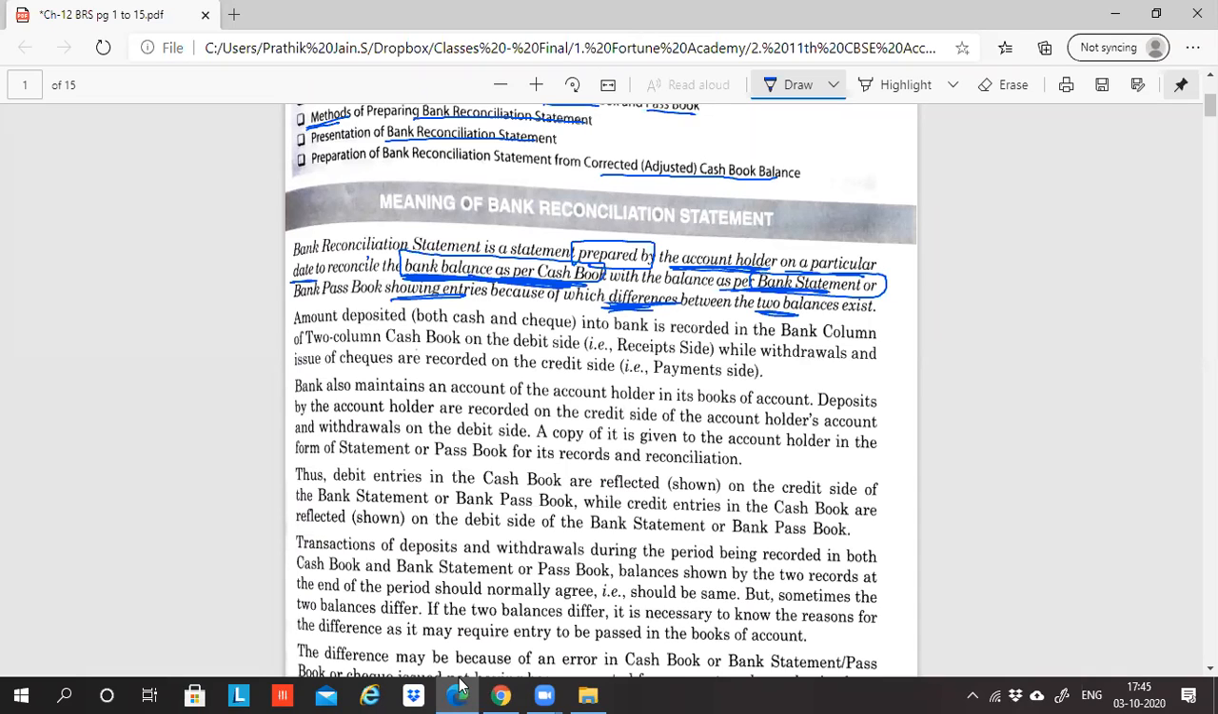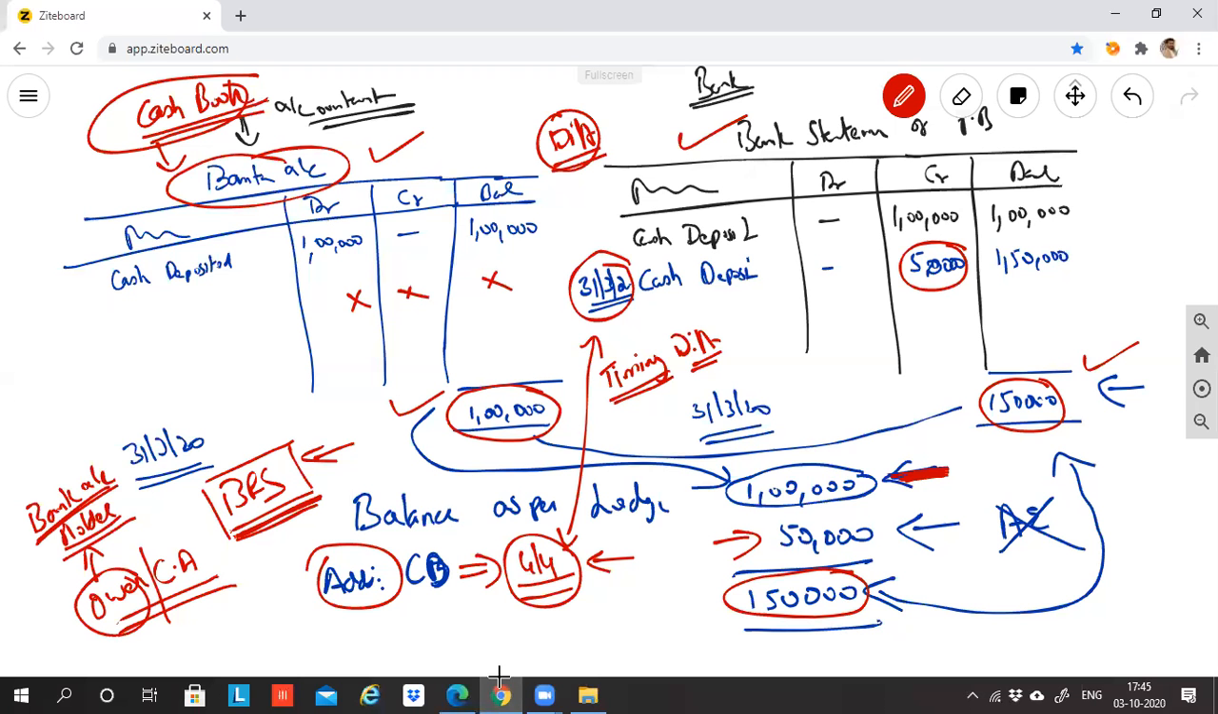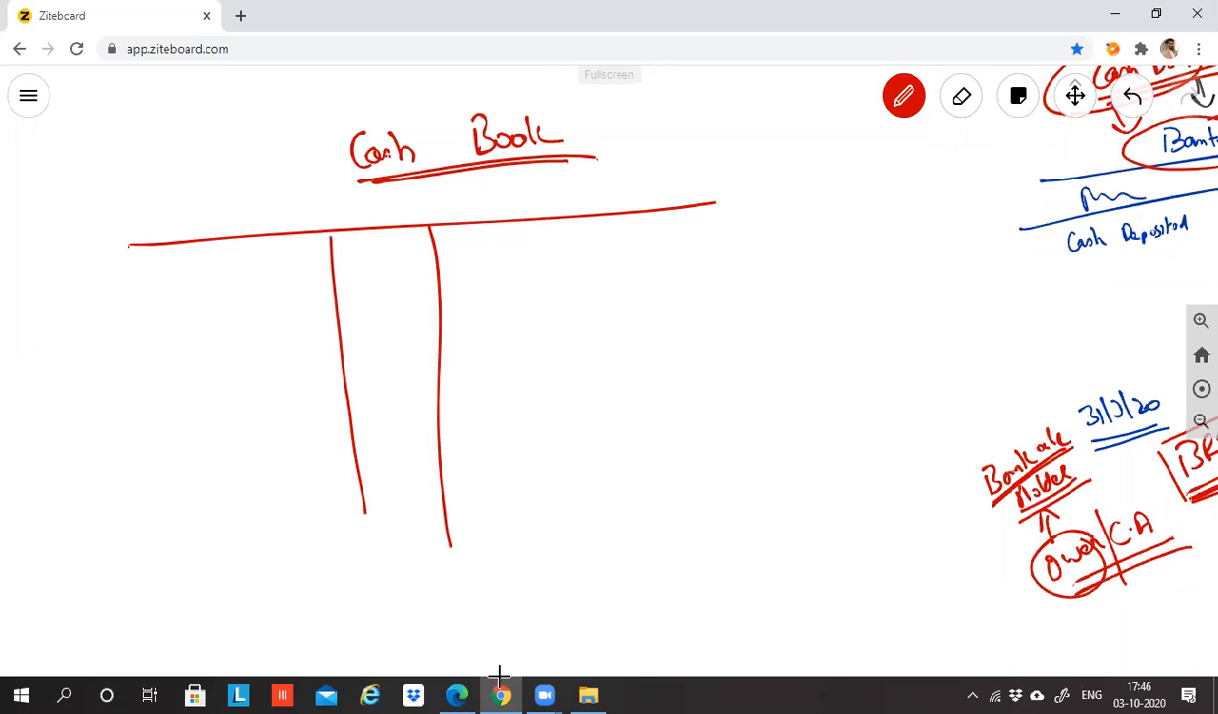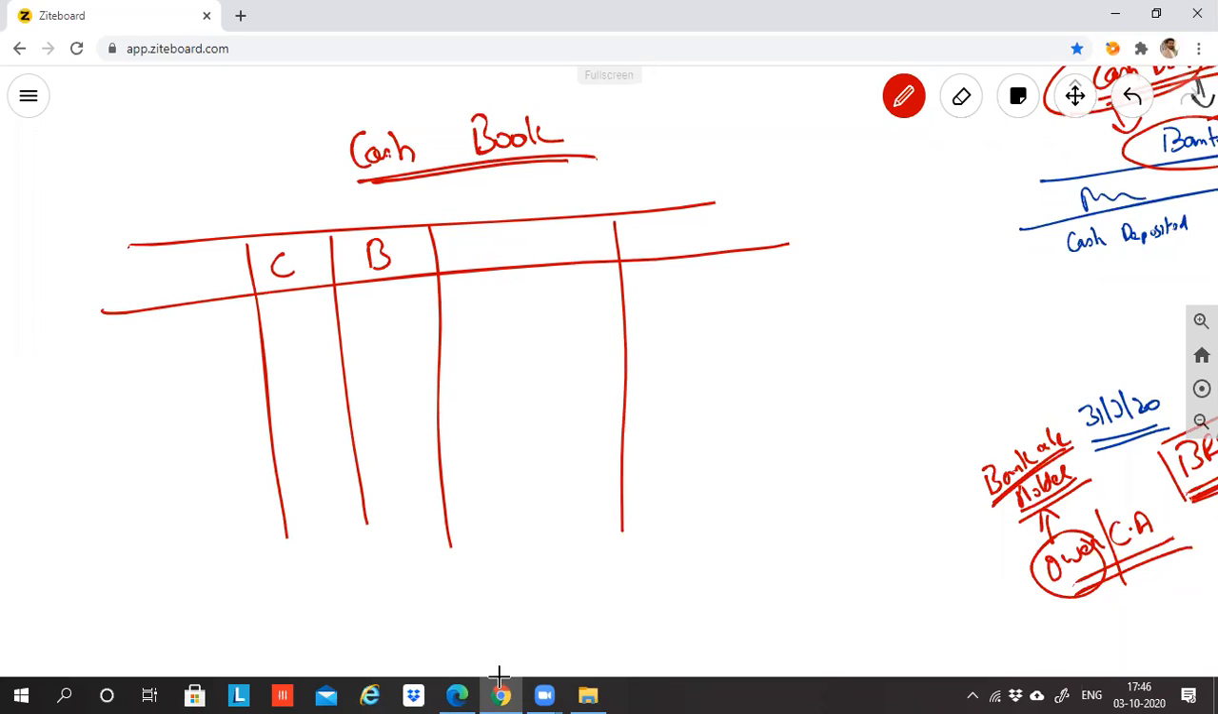Now, amount deposited into the bank is recorded in the bank column of cash book on the debit side. If I deposit money, the transaction is recorded on the debit side. So basically, what are they trying to tell you guys? In business, we have something called cash book. If you have read the subsidiary books properly, we have cash book. In cash book we have two columns. One is cash column, other is bank column. Guys, yes or no? We have cash column and we have bank column. This side is called debit side, this side is called credit side.